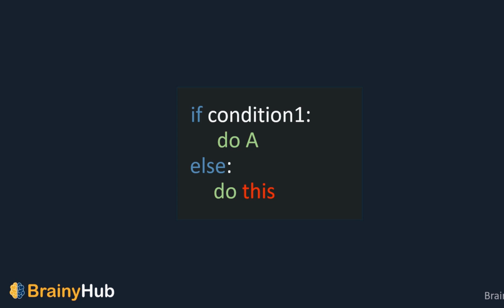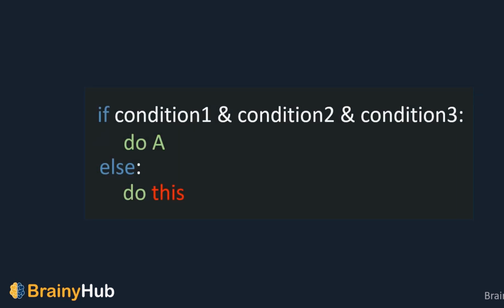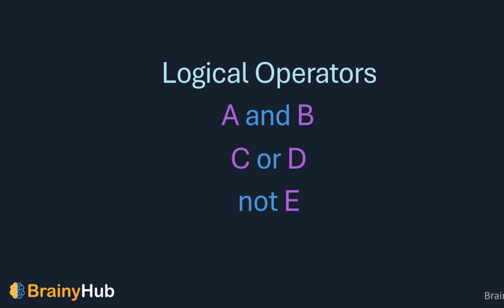Till now we have only seen how we can check for one condition in an if statement. But what if we want to check for multiple conditions in a single if statement? That's what we are going to be looking at in this video. In this video we will be looking at the logical operators, mainly three of them: the AND, OR and the NOT operator. So let's start with the AND operator.